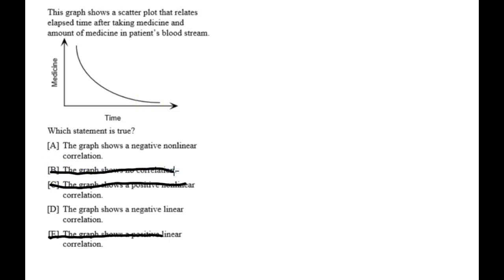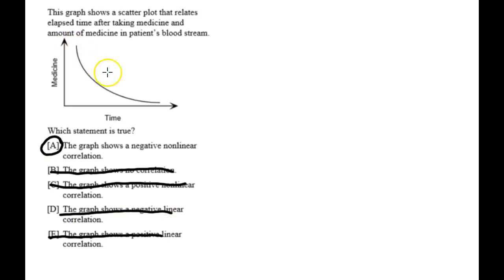The graph shows a negative nonlinear correlation. Nonlinear meaning could be a quadratic, it could be exponential. Or D, the graph shows a negative linear correlation. This type of graph should look somewhat familiar to you from the first semester when we talked about exponential equations. The amount of medicine in a person's bloodstream decreases at a constant percent, representing an exponential function, which is nonlinear. It could not be choice D.